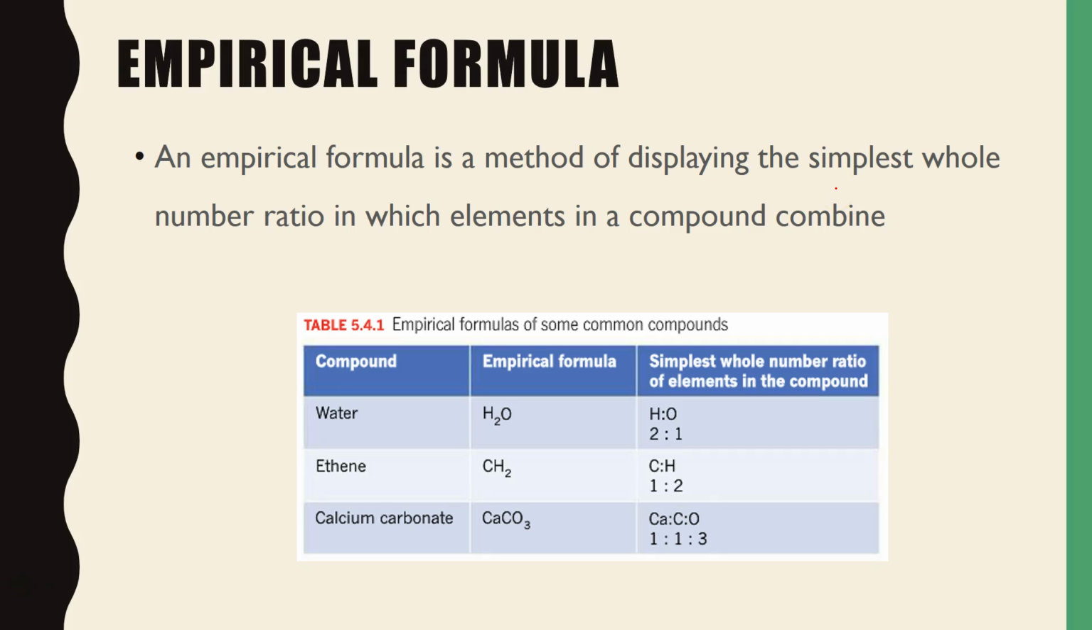So we have three different empirical formulas here, and they are water, ethene, and calcium carbonate. This is the simplest way in which the elements can combine. So for every 2 hydrogen atoms, there is 1 oxygen atom in water. And for every ethene molecule, there's 1 carbon atom and 2 hydrogen atoms. It's the simplest way of those particular elements forming together. That is the empirical formula.